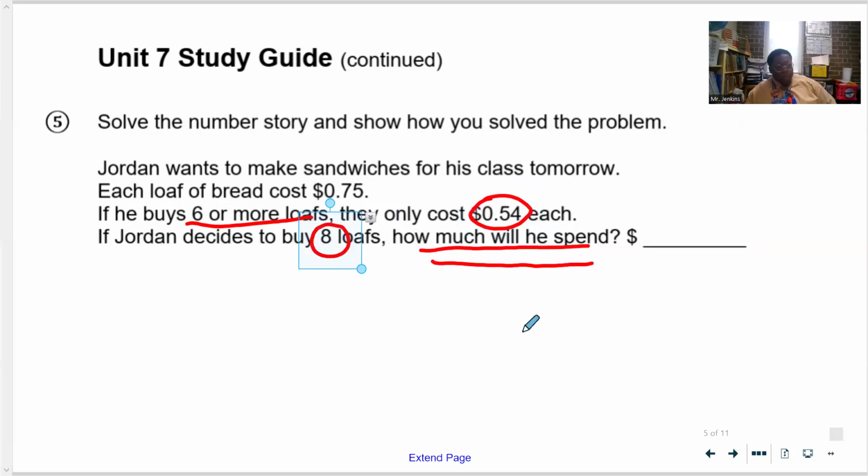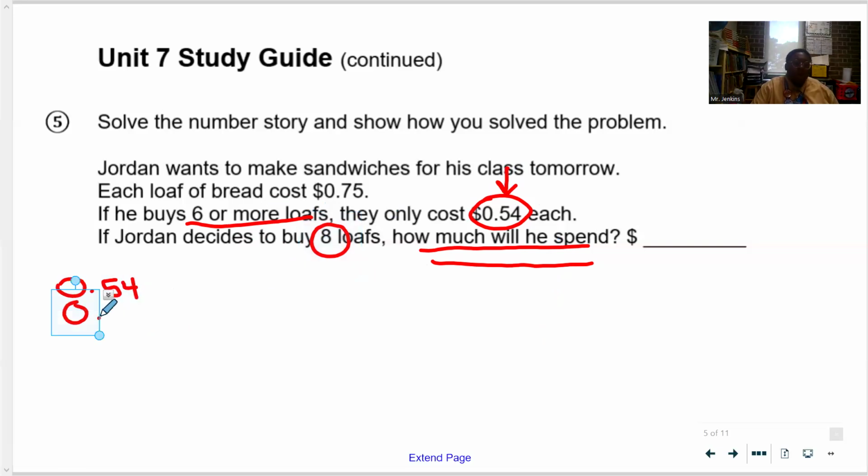Okay. Well, since he needs 8 loaves and the sale is 6 or more, we're going to use the sale price for his bread, which is 54 cents. So there's a couple different ways we can do this. One way, if you don't want to multiply, you can do repeated addition, where we would do 54 cents plus 54 cents plus 54 cents. So we would do that 8 different times. But you know what? That takes a lot of time and effort. So here's what I'm going to do. I'm going to use multiplication.